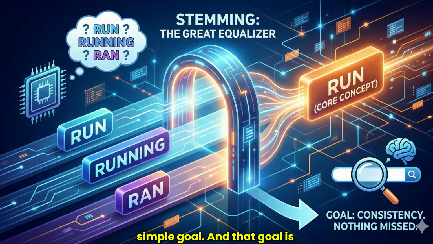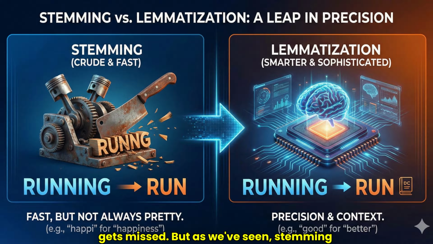That's it. Think about it. To a computer, run, running, and ran look like three totally different, unrelated words. Stemming is the great equalizer. It's the big payoff for choosing that good enough approach. It transforms them so the computer sees them all as the same core concept, which ensures that nothing gets missed. But as we've seen, stemming is crude, right? It's fast, but it's not always pretty.